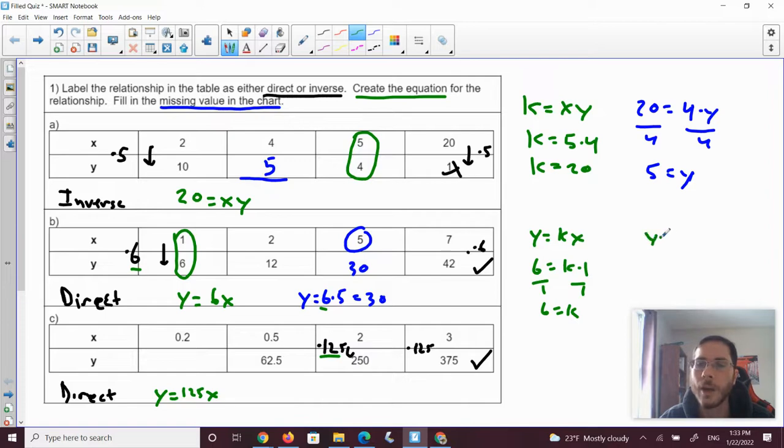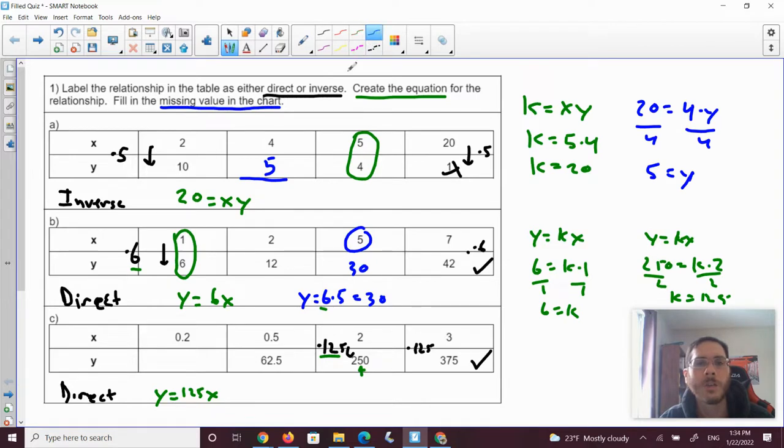I could write down y equals kx. I could pick one of these. And again, if I'm going to pick, I probably would pick this one. 250 equals k times 2. Divide both sides by 2. And we can get k equals 125 that way. But you can also just see it. The direct ones are kind of nice that way.